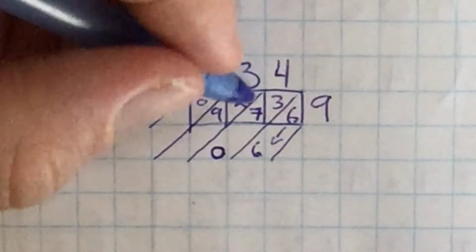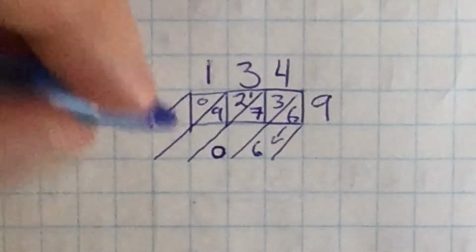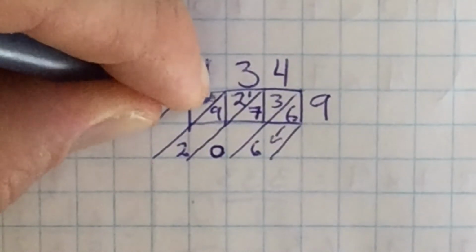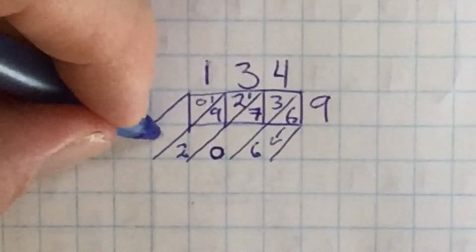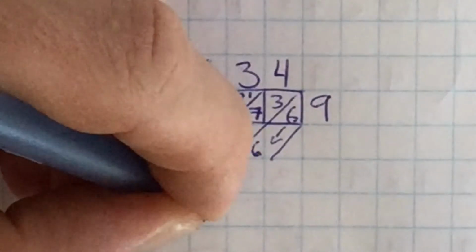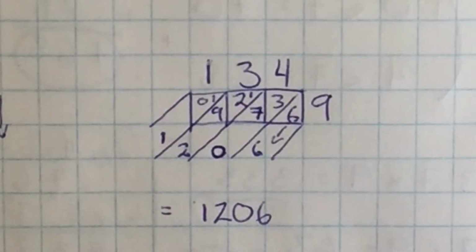Regroup that 1. 1 and 2 is 3. 3 and 9 is 12. Regroup that 1 again. 1 and 0 is just 1. And we're left with a product of 1,206.